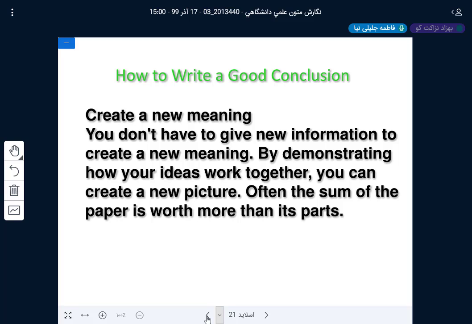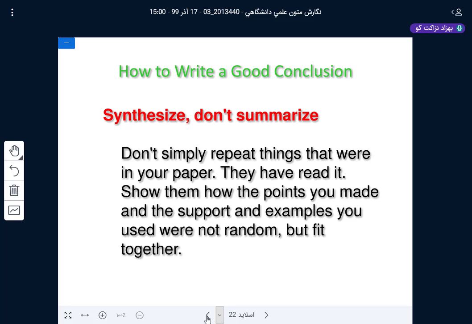Create a new meaning. You don't have to give new information to create a new meaning. By demonstrating how your ideas work together, you can create a new picture. Often, the sum of the paper is worth more than its parts. This is a very important message. Okay, synthesize, do not summarize. This is again very important when you are developing your proposals. You have to synthesize rather than summarize.